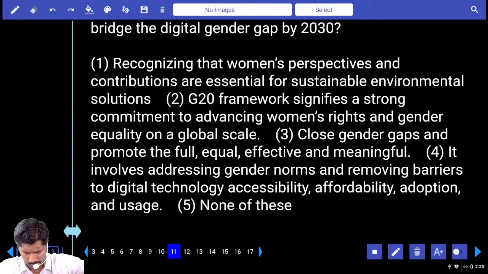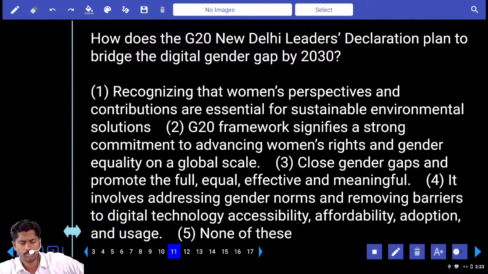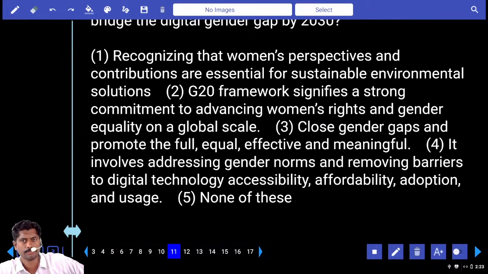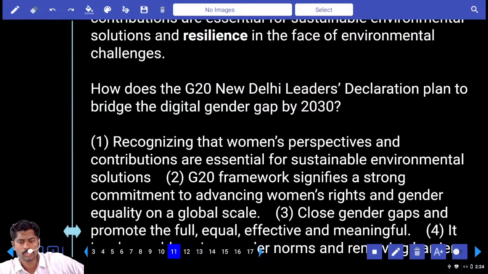Close gender gaps and promote full, equal, effective, meaningful. Meaningful what? Incomplete. It involves addressing gender norms, removing barriers to digital technology accessibility, affordability, adoption and usage. Answer 2 or 4? Both are okay. None of these options are low.